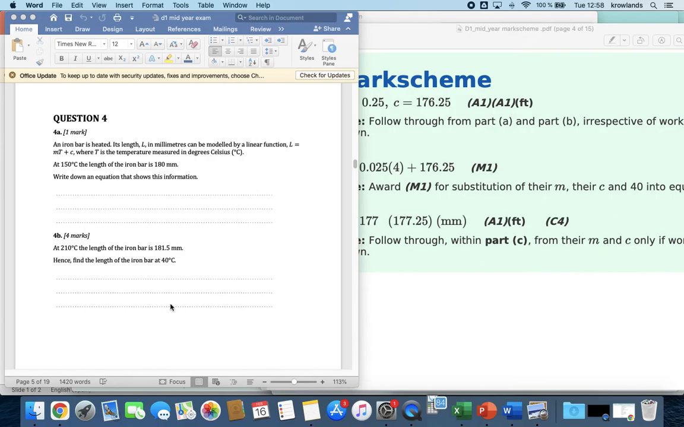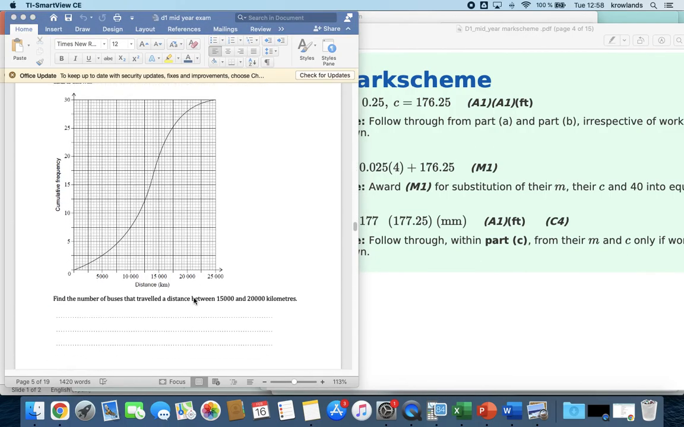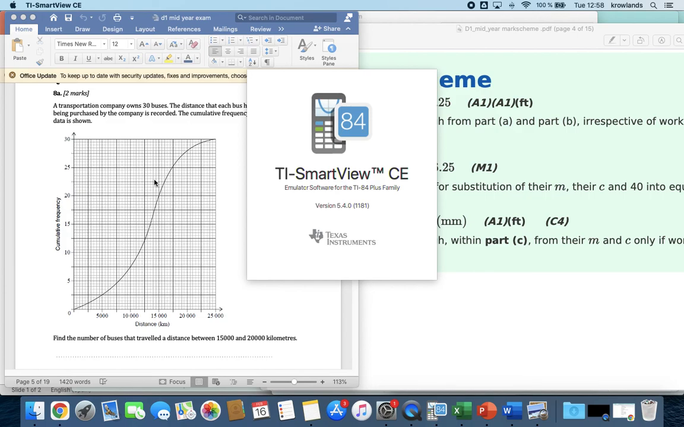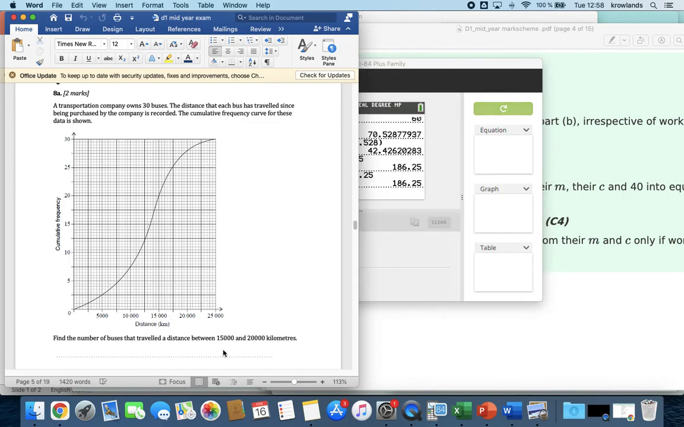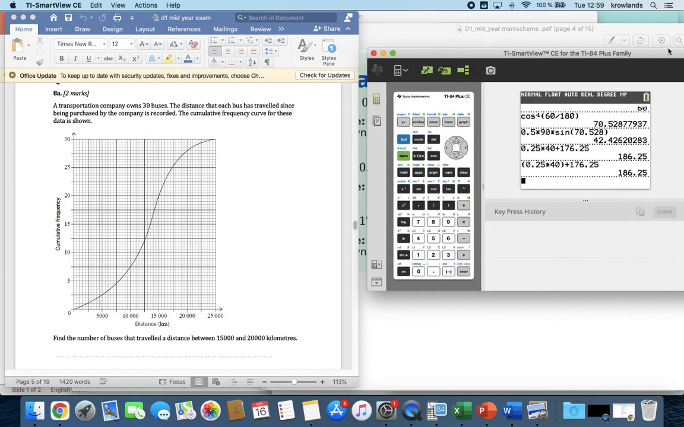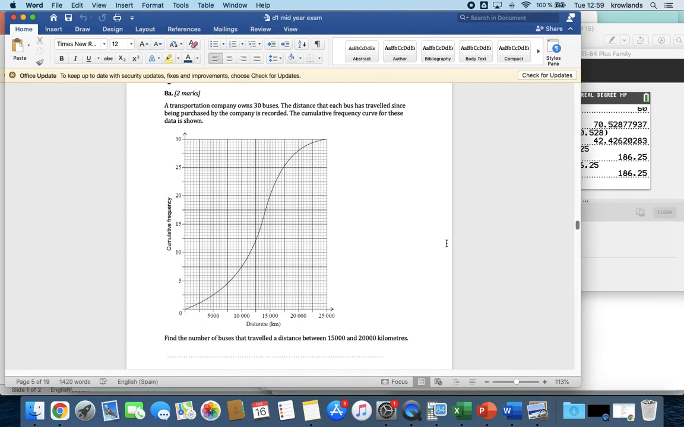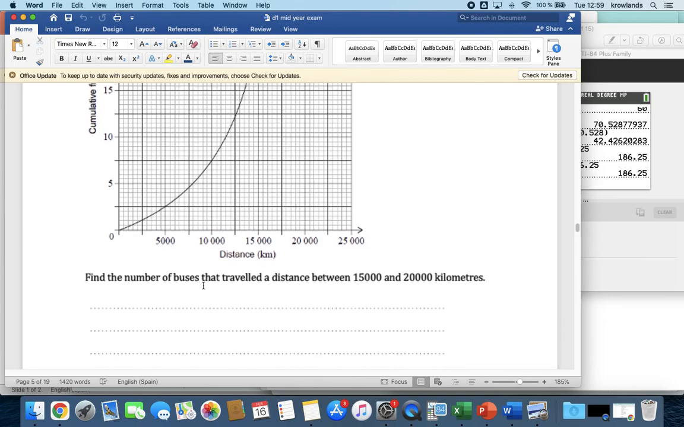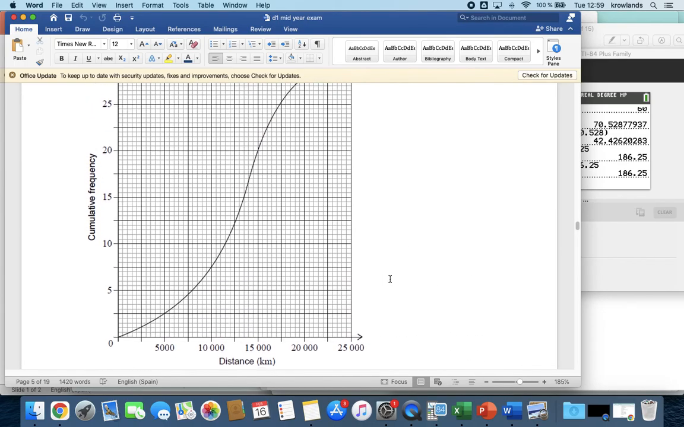The next question we're going to go over was one which was done not ideally. So this is a cumulative frequency one. Now, in practice, this is quite straightforward. It's to do with buses and the distance these different buses travelled. For this one, we don't need a calculator, so let's just zoom in. Find the number of buses that travelled between 15,000 and 20,000 kilometres.